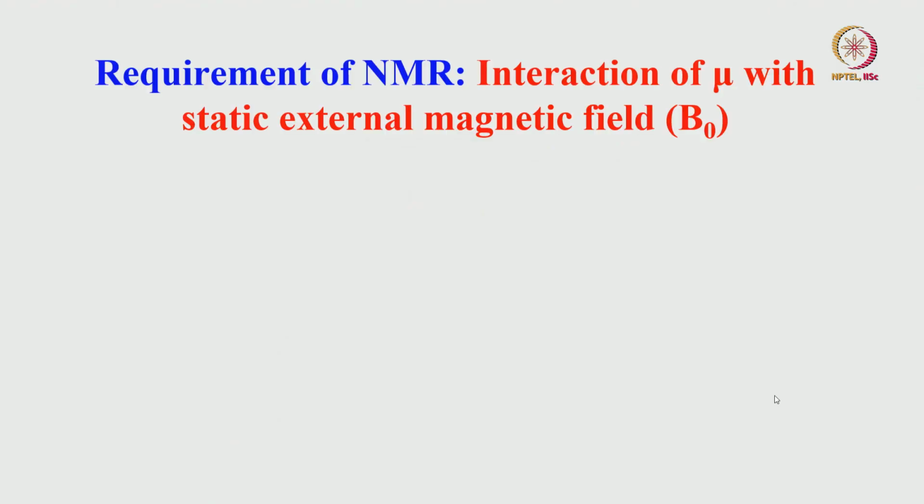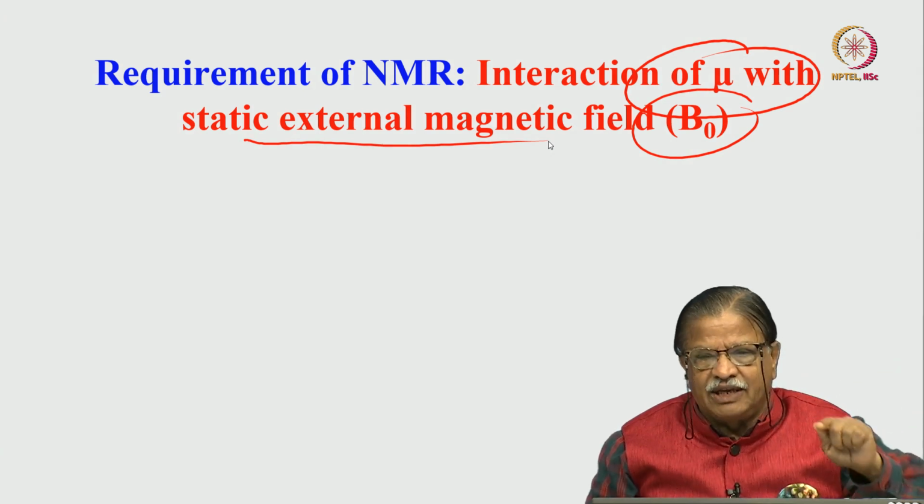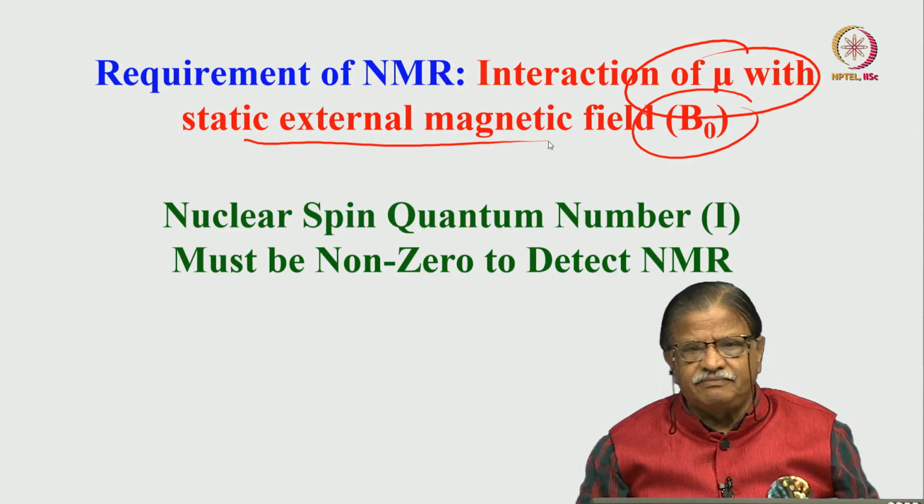Now we will go further today and I will introduce what is called the Zeeman interaction. What is a Zeeman interaction? The basic requirement of NMR is the interaction of the magnetic moment mu with the static external magnetic field. The external magnetic field is a huge magnetic field which is static and denoted as B naught. The magnetic moment mu of the nucleus should interact with this.